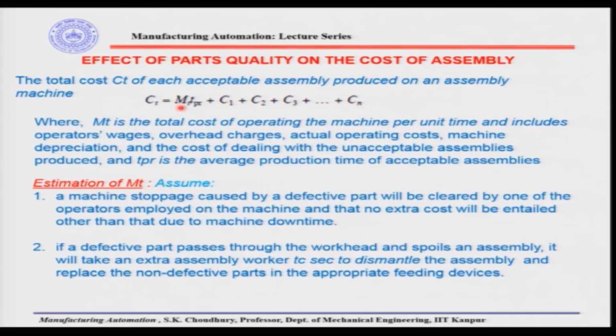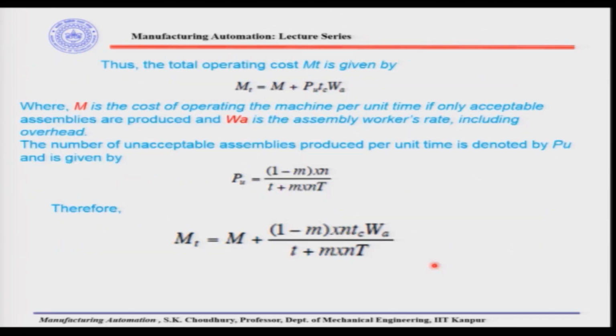Estimation of MT: for doing that we assume that a machine stoppage caused by a defective part will be cleared by one of the operators employed on the machine, and that no extra cost will be entailed other than that due to machine downtime. And if a defective part passes through the workhead and spoils an assembly, it will take an extra assembly worker Tc seconds to dismantle the assembly and replace the non-defective parts in the appropriate feeding devices. This is assumed.